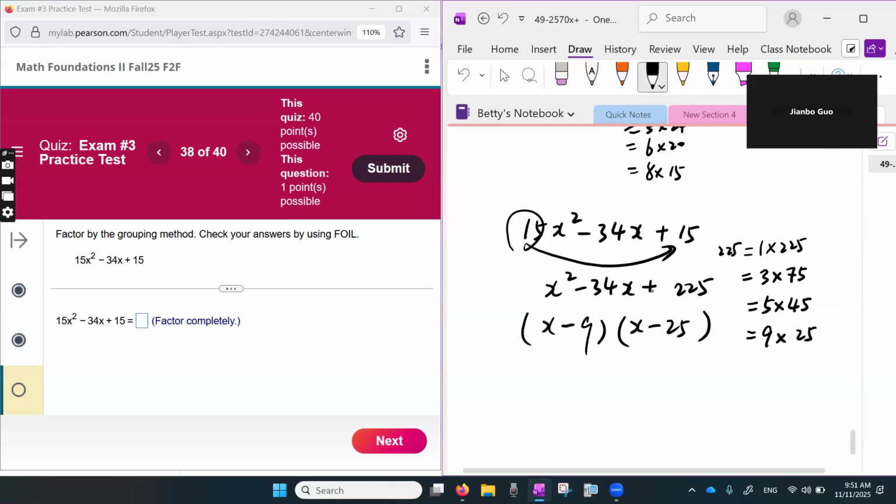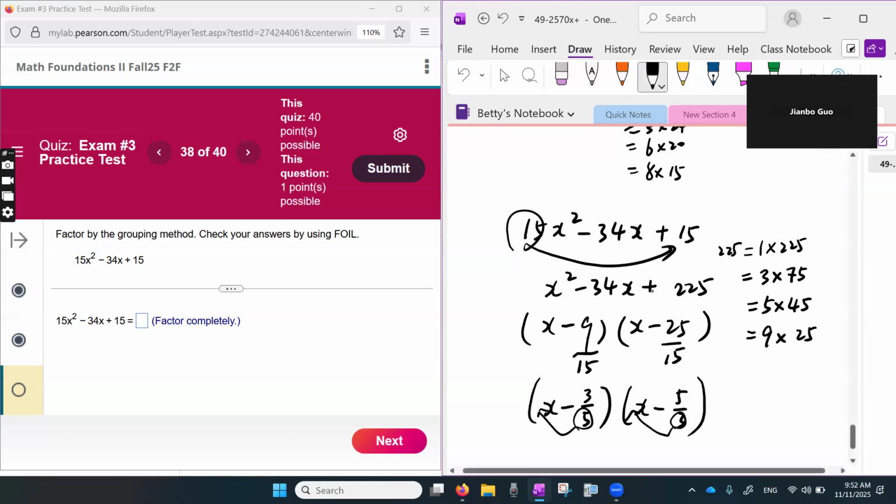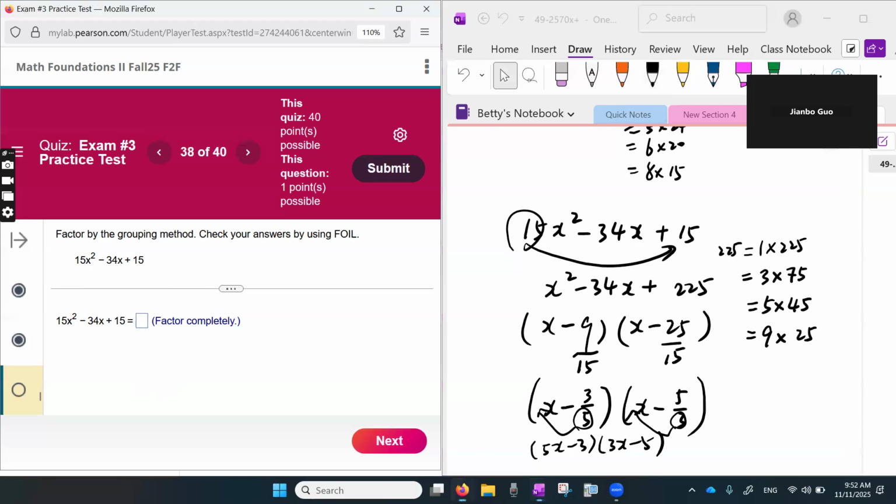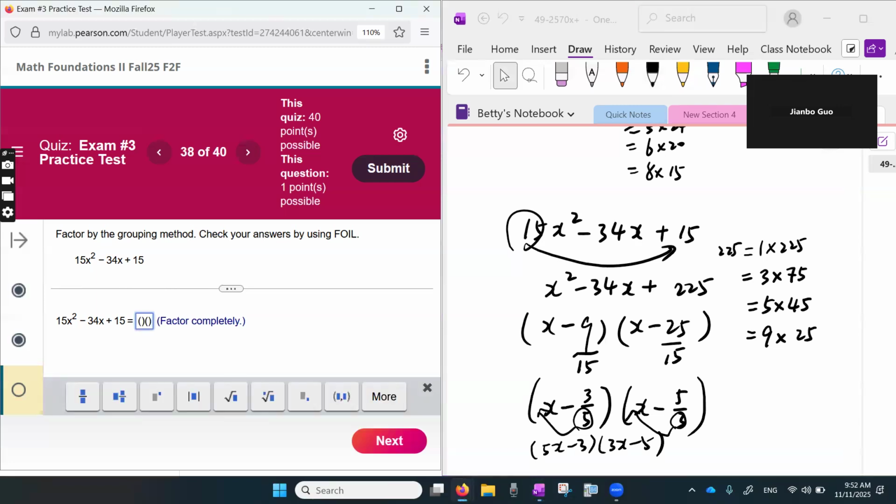Divide by 15. Simplify: 3 over 5. This one 5 over 3, right? 25 divided by 5 is 5, 15 divided by 5 is 3. And let's slide it back. So we have 5x minus 3, 3x minus 5. And that's the factorization. Parentheses: 5x minus 3, 3x minus 5.